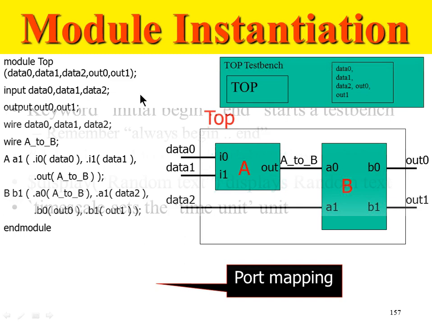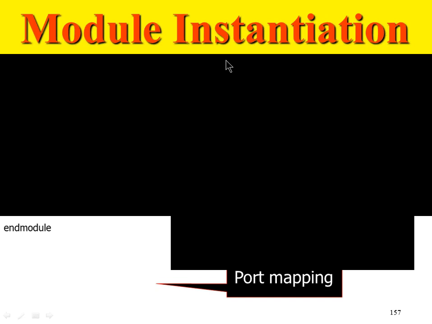Now if we take this example here, module top. The way this hierarchy works is I have a top test bench, under which the topmost level of my design, top, is instantiated. Under my design top, there are two modules or blocks called A and B. This is the top level of my design. Under my design top, there is module A and module B.